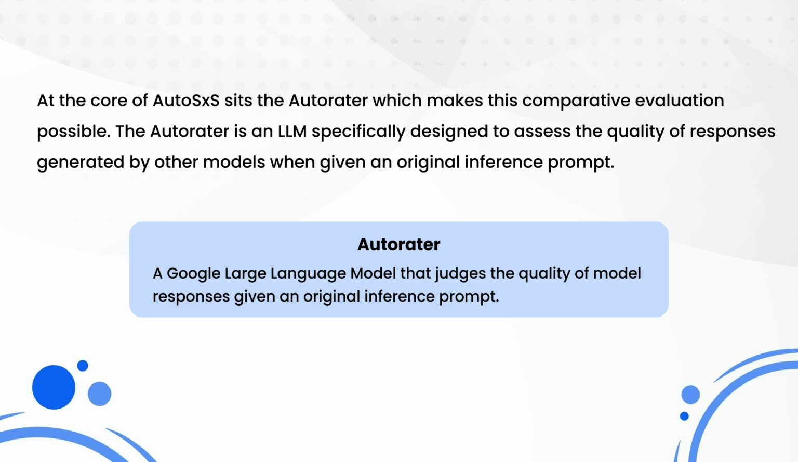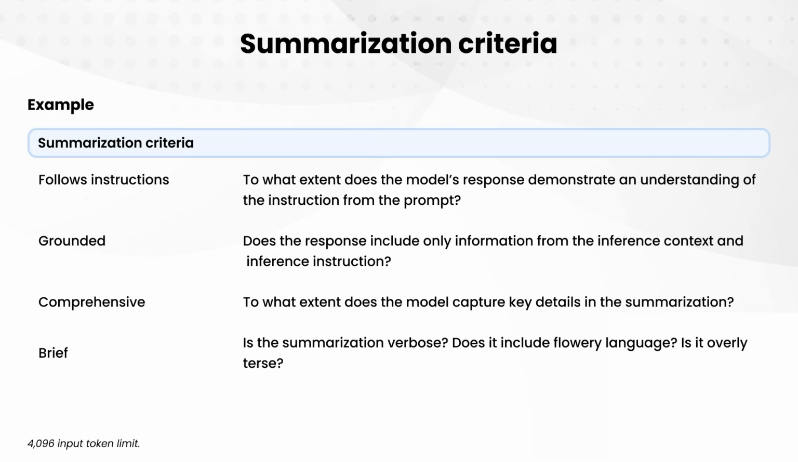At the core of AutoSxS sits the autorater, which makes this comparative evaluation possible. The autorater is an LLM specifically designed to assess the quality of responses generated by other models when given an original inference prompt. AutoSxS can evaluate any model with pre-generated predictions and can auto-generate responses for any model in the Vertex AI model registry that supports batch prediction. Currently, it can evaluate the performance of models on summarization and question answering tasks.